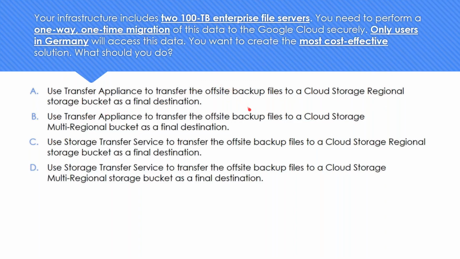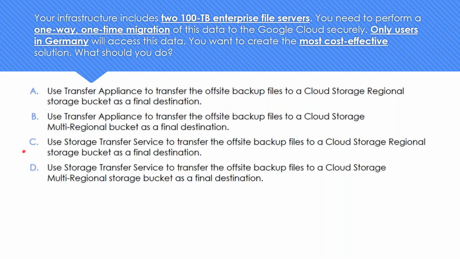Use transfer appliance, same thing, but instead of regional, they are going with multi-regional. If I go with multi-regional, it's going to be expensive, and it's also not going to fulfill the requirement, because it's going to be replicated across multiple regions. They want it only in Germany. So B gets ruled out.